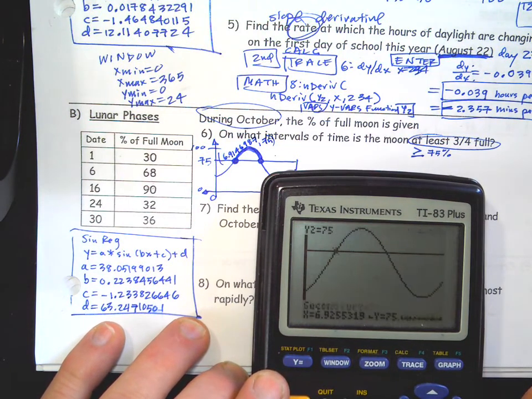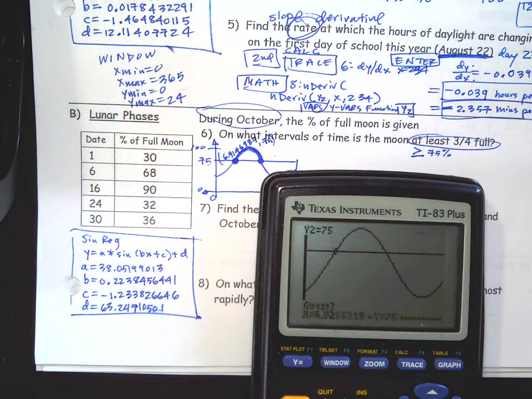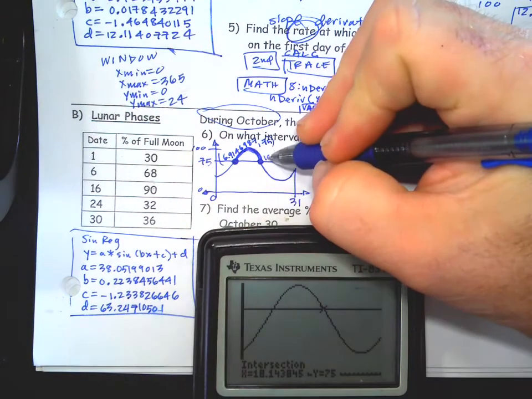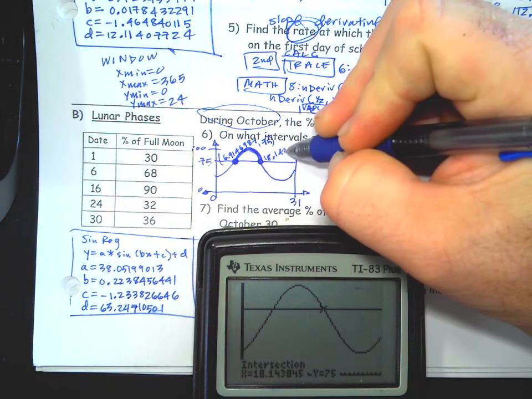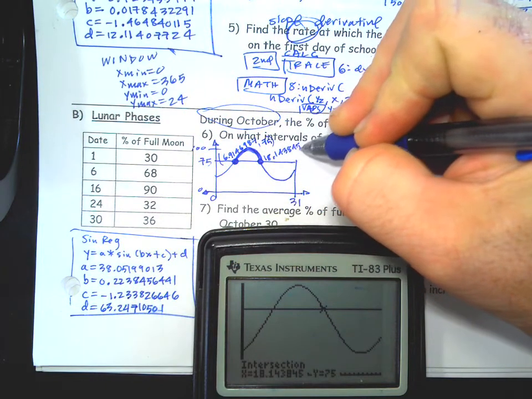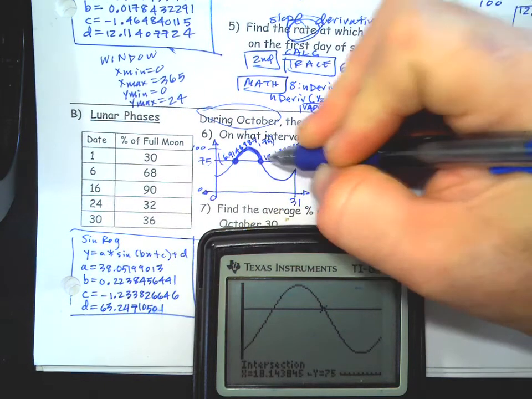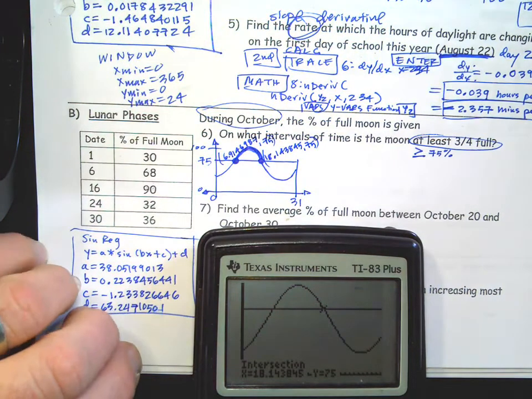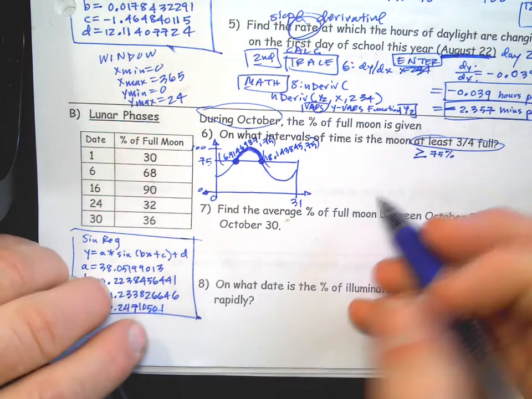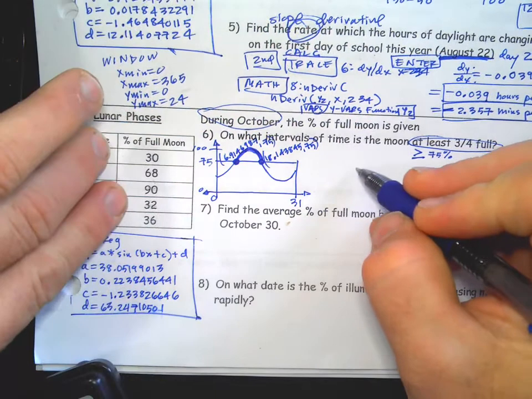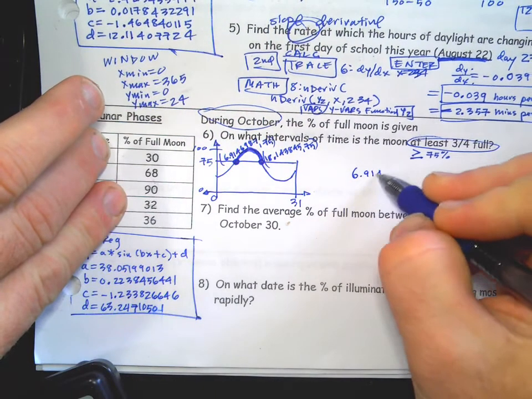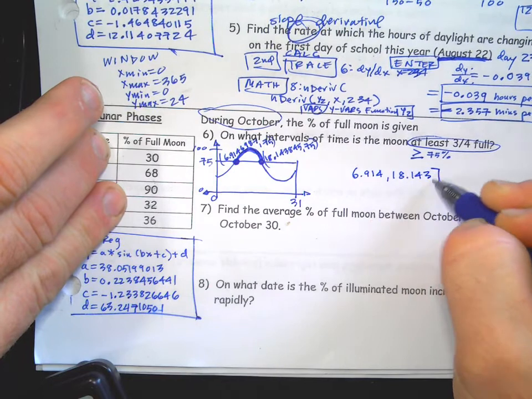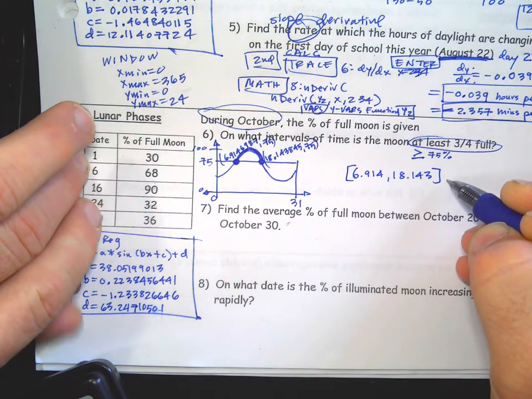First curve, second curve. This looks like it's around 16 maybe, because this is 0 to 31. It's 18.143845, comma 75. Now the y value should be 75 because it's an intersection with that line. So there you go. Our answer in interval notation is 6.914, comma 18.143 brackets. Interval notation, I need units.